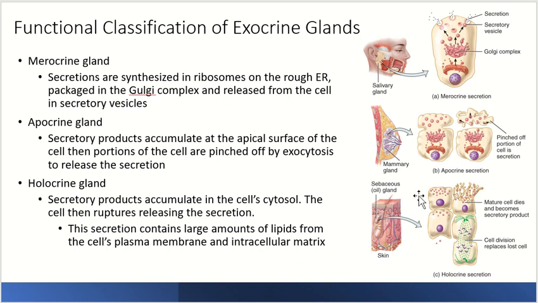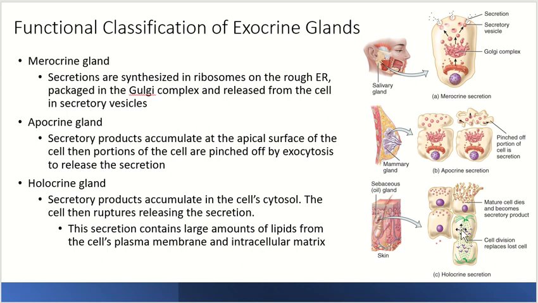And then we also have the holocrine glands. All right, so these are going to secrete products that accumulate in the cell's cytosol, so within the cell itself, and then the cell is basically going to rupture, and it's going to release those secretions. So these secretions are going to contain a large amount of lipids, and this is going to be due to that ruptured cell plasma membrane, as well as any of that extracellular matrix.